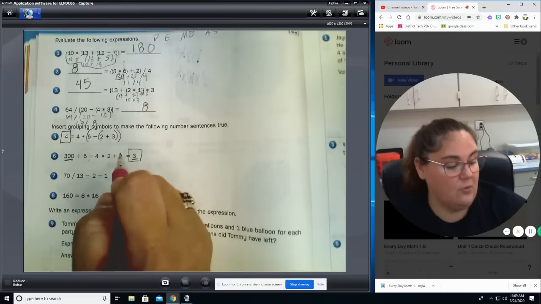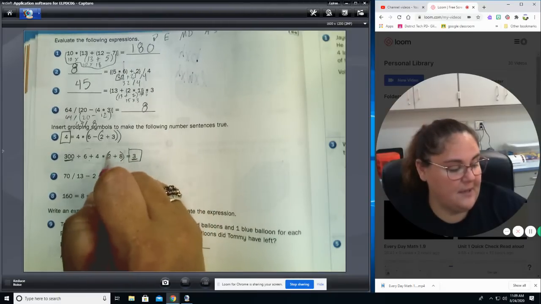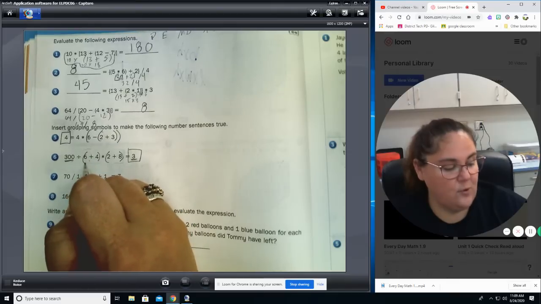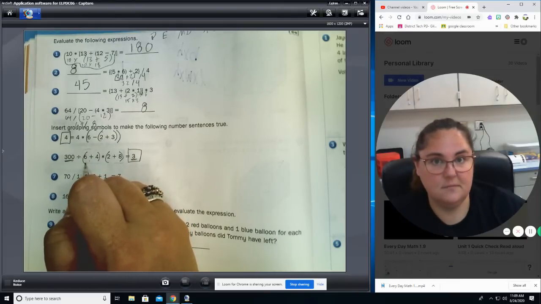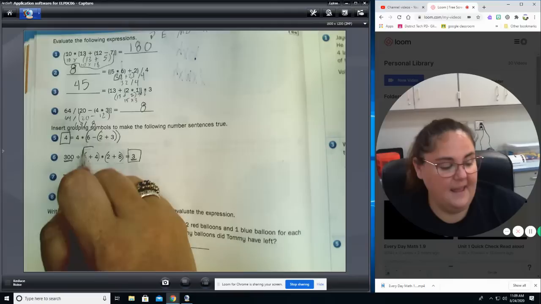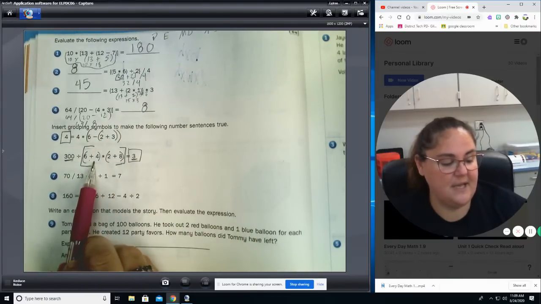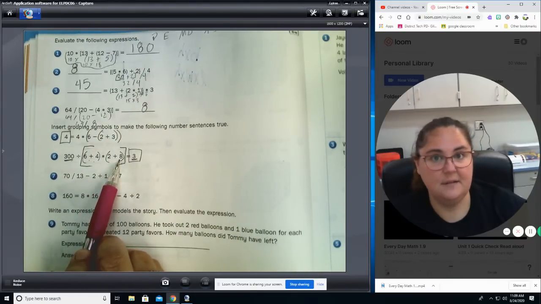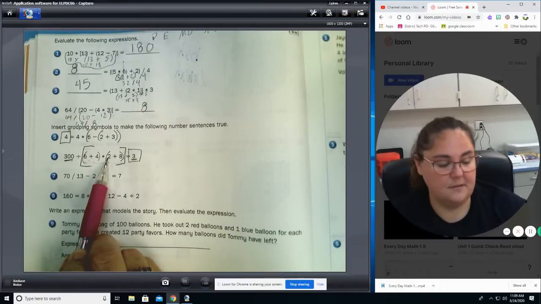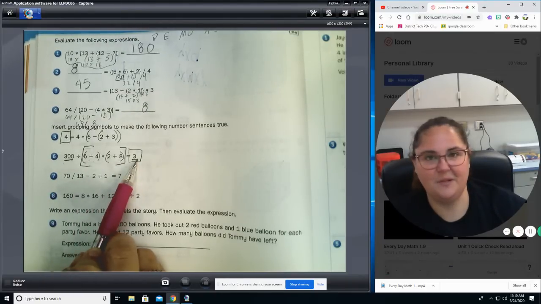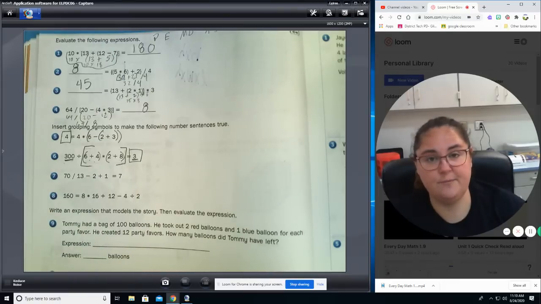So I know that 2 plus 8 is 10, and 6 plus 4 is 10. Then I have to multiply those together. 6 plus 4 is 10, times 2 plus 8 is 10. 10 times 10 is 100. 300 divided by 100 equals 3. That's how you would do this problem.